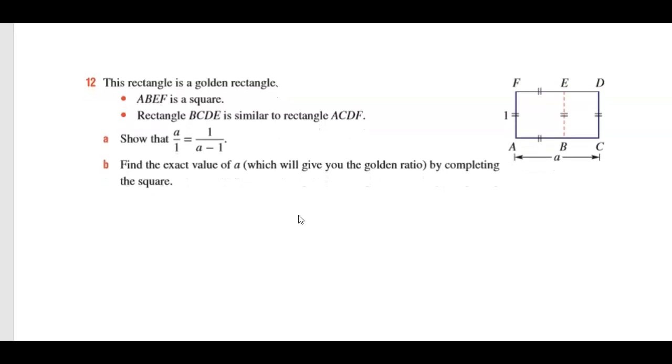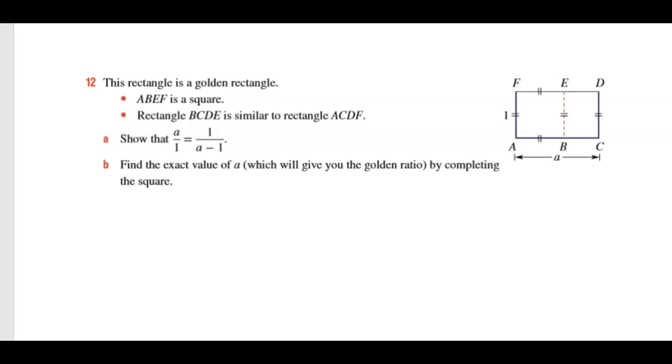So we've got a rectangle here. It's called the golden rectangle. What we've got is ABEF is a square, so you can see ABEF drawn there, and it's a square of length 1. Okay, so there's 1 on that side and each side is 1. And rectangle BCDE is similar to rectangle ACDF. So this rectangle on the right hand side here is similar to the bigger rectangle.